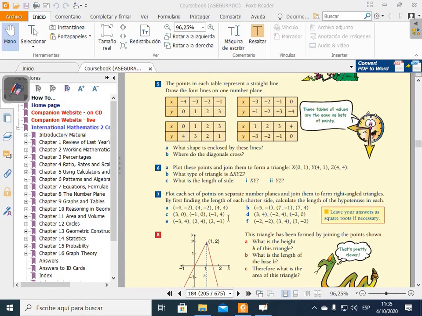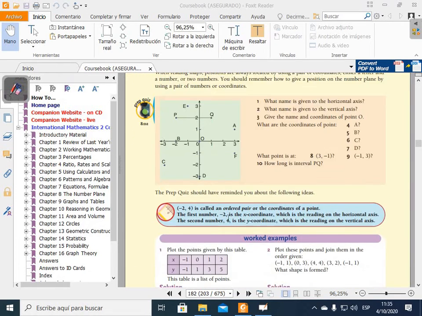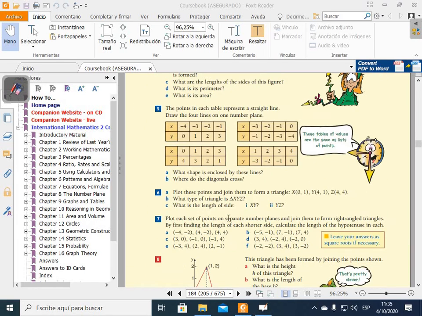Alright, now we're going to finish with this topic of coordinates and the number plane with exercise 7 from the book International Mathematics 2. And in this exercise it says plot each set of points on separate number planes and join them to form right-angled triangles. By first finding the length of each shorter side, calculate the length of the hypotenuse in each. By the way, here they're saying leave your answers as square roots if necessary, and we will see why they're saying that. So we have 6 exercises here.